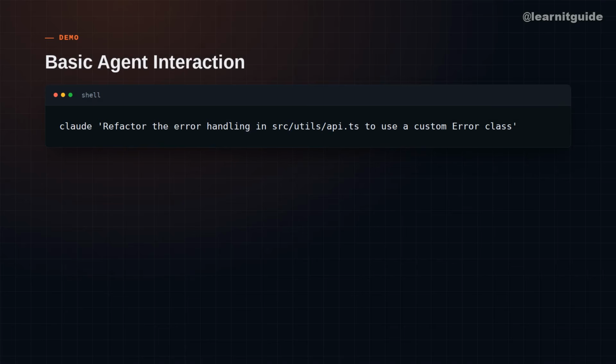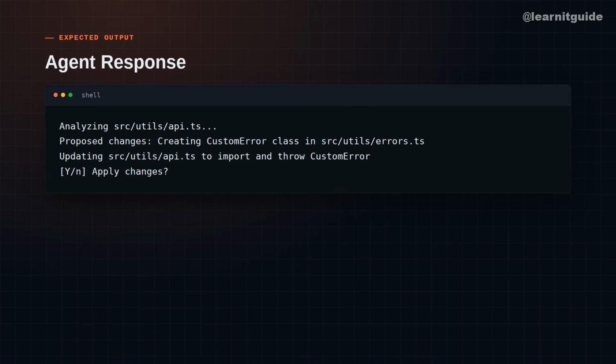Instead of opening your IDE, you provide the intent directly in the terminal. The agent will analyze the file, propose the changes, and wait for your approval. Notice how specific the prompt is. You are defining the file path and the desired architectural change, which prevents the AI from guessing. The output confirms the agent has understood the scope. It suggests a multi-file change by creating a new error class and updating the reference.